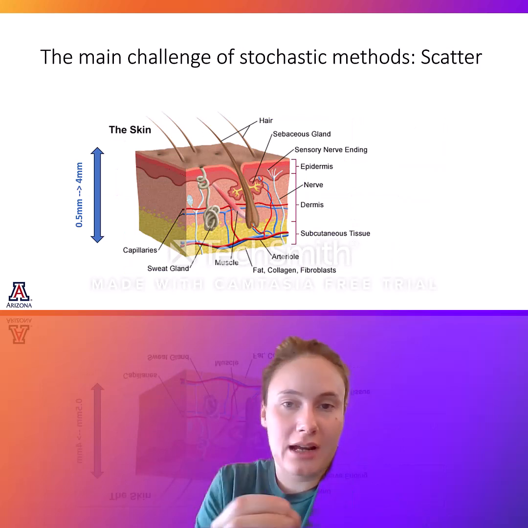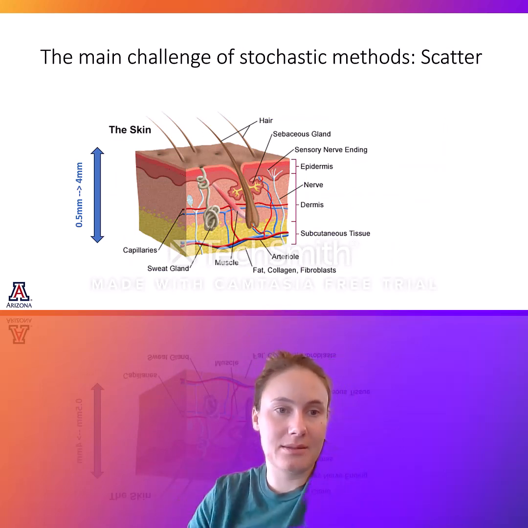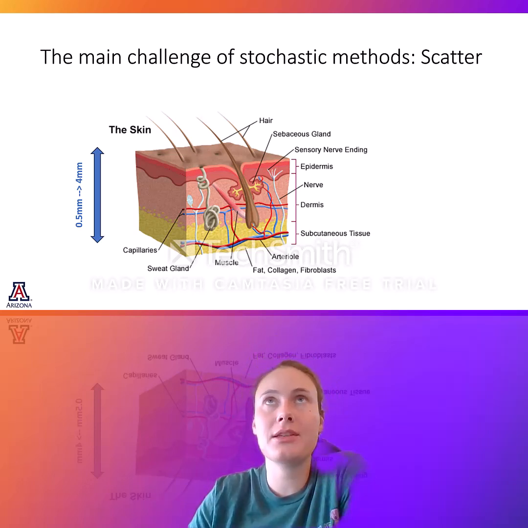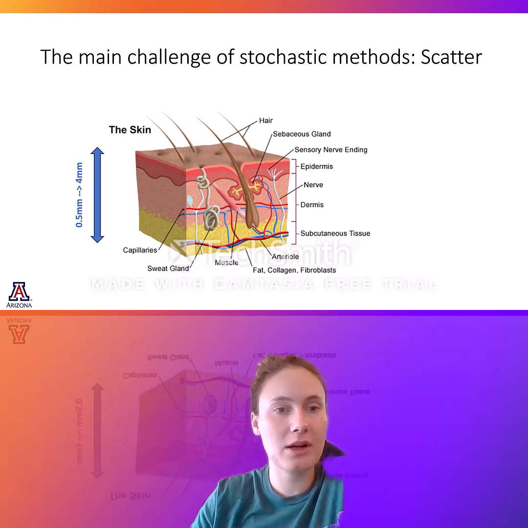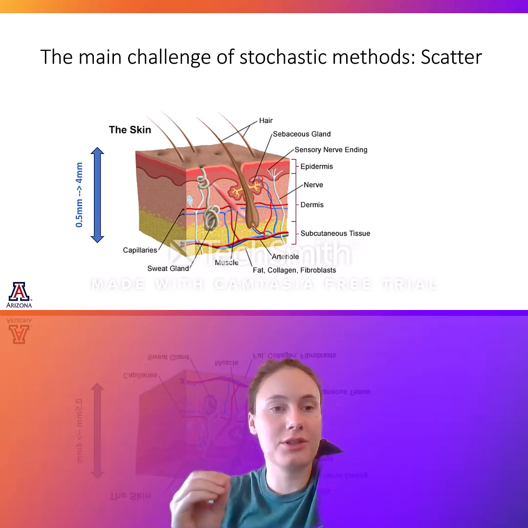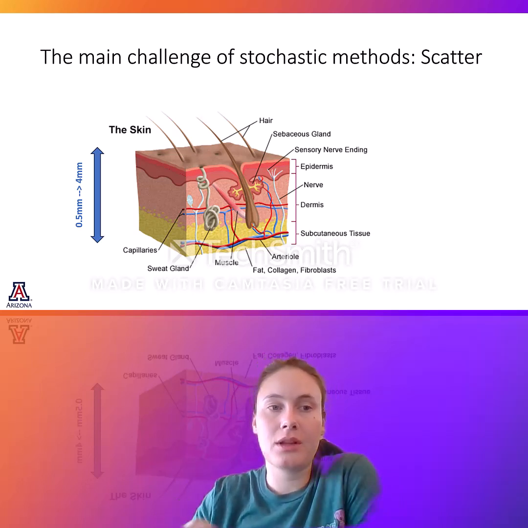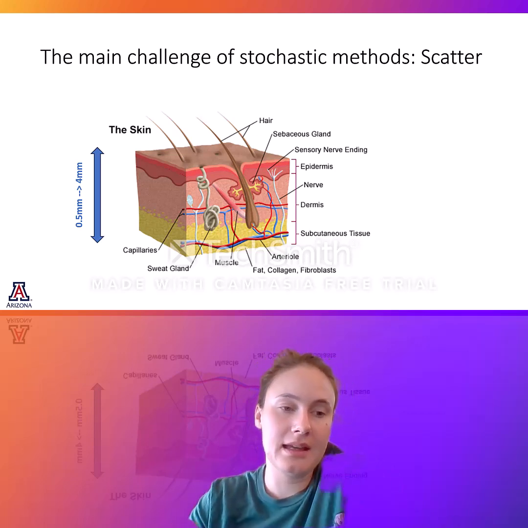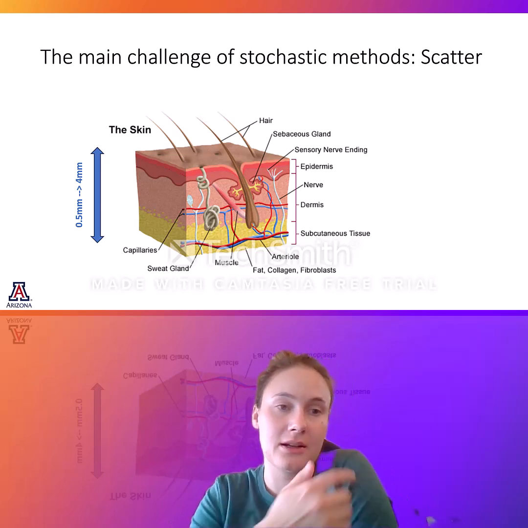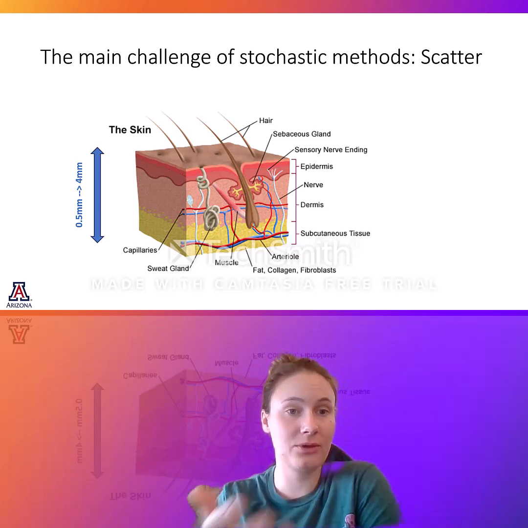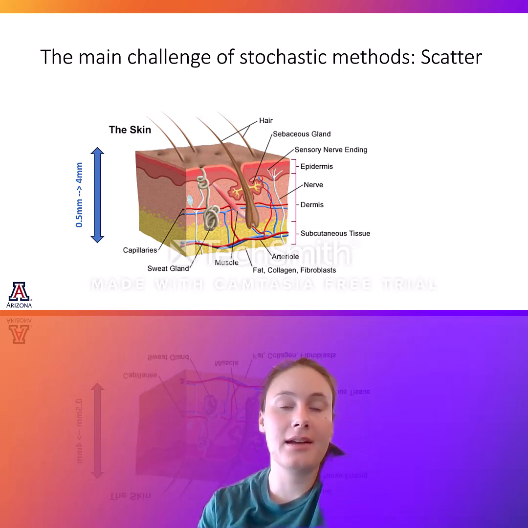So the main challenge of modern stochastic methods is scatter. If you're going to be using Monte Carlo or random walk theory, you will have to come to terms with the fact that when you're imaging biological tissue, you will have an extreme amount of scatter. Human skin varies depending on where on the body you're looking, but it varies from 0.5 millimeters to 4 millimeters in thickness. And this is just one organ.